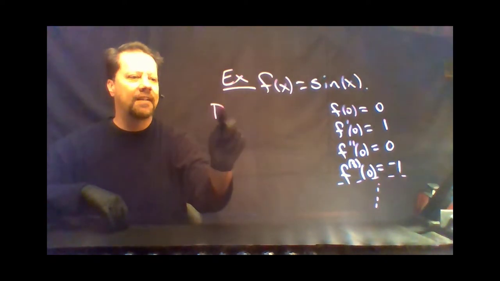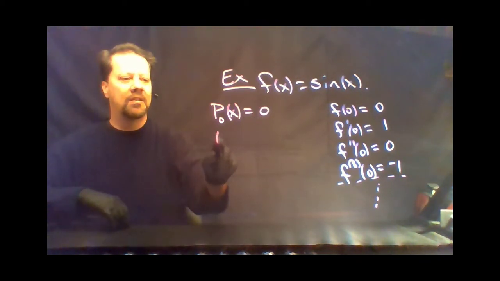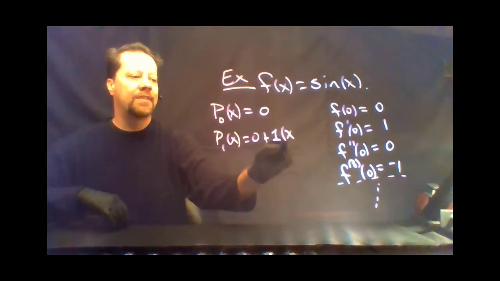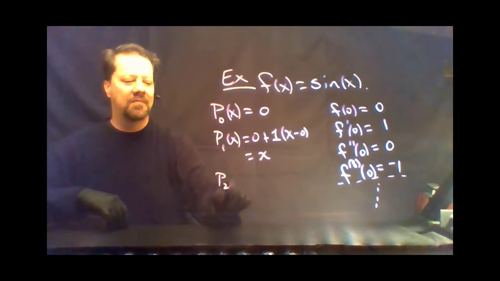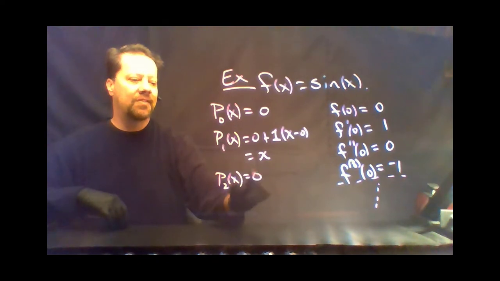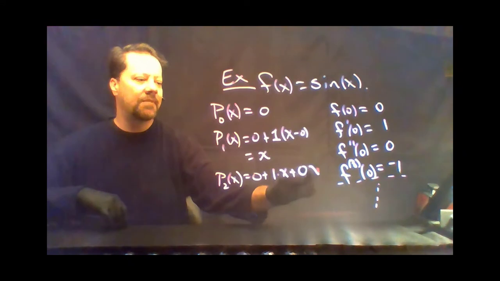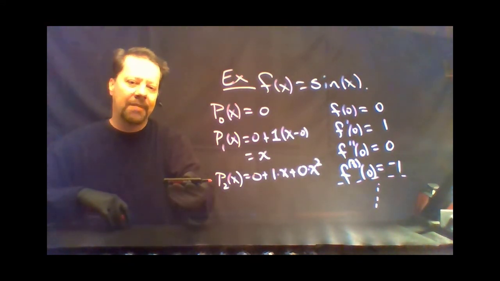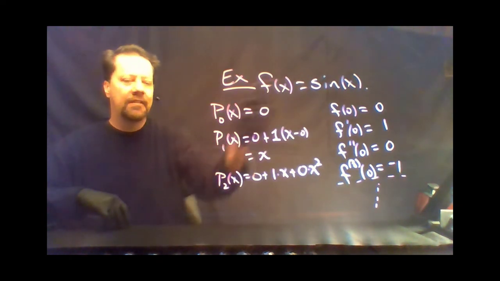It follows then P0 of x is 0. P1 of x is 0 plus 1 times x minus 0, or x. P2 of x is 0 plus 1 times x plus 0 times x squared. In other words, the second degree Maclaurin polynomial is the same as the first degree Maclaurin polynomial for the sine function.